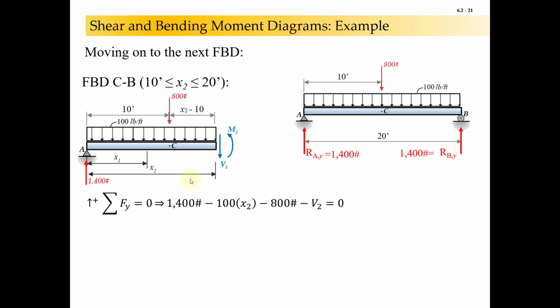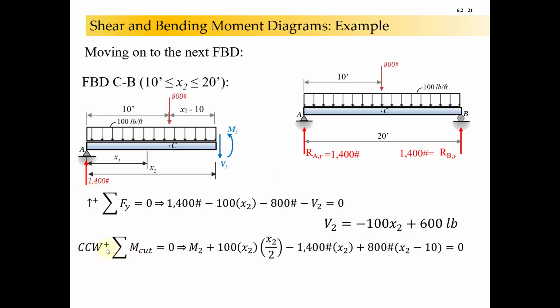Let's develop our equation. So shear, we sum forces in the y. We get minus 100x2 plus 600 pounds. Pretty straightforward. And then our sum of moments about the cut, we have M2, and then I have plus 100x2 times x2 over 2. That's the resultant of the distributed load. Then I have minus 1,400 times x2, so that's the reaction. And then this point load here is being added into the mix. It's going to be 800 pounds at a distance of x2 minus 10 equal to 0. And after some more finagling and simplification, I get minus 50x2 squared plus 600x2 plus 8,000 foot-pounds.